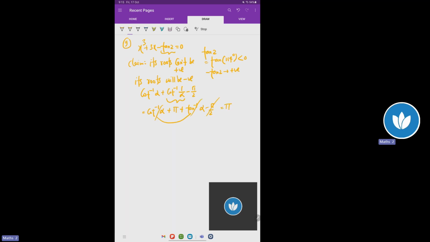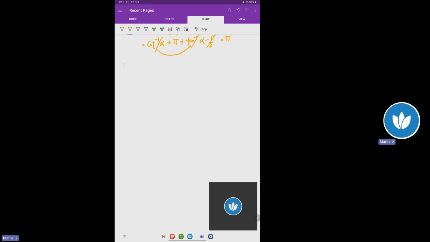So final answer is pi. Okay. Now let's move to next question. Question number 10. In question number 10, we have an equation: tan inverse x upon 1 minus x square plus tan inverse 1 by x cube equal to 3 pi by 4.